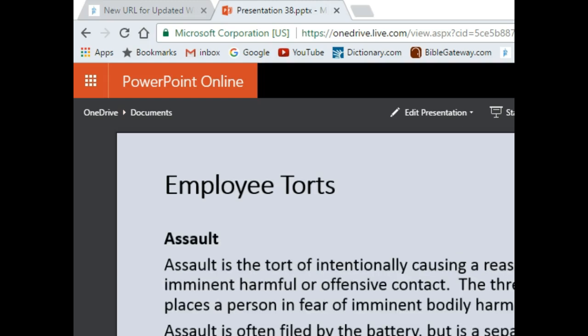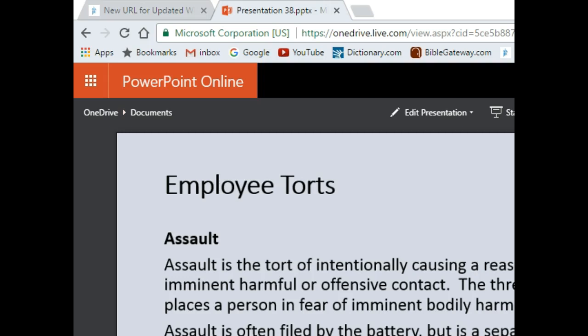Let's first start with the tort of assault. Assault is the tort of intentionally causing a reasonable apprehension of imminent harm or offensive contact. The threat to inflict injury places a person in fear of imminent bodily harm. That's harm that's occurring at the moment, not next week, not next year, but immediately taking place. Assault is often followed by the battery, but is a separate, independent tort.